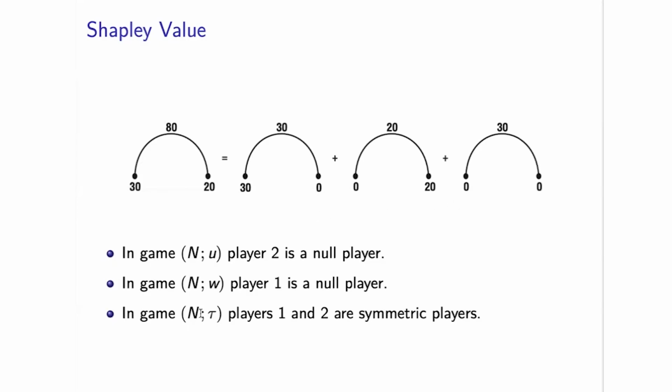Okay. What about the last game, tau? So here on their own, the players are getting nothing, okay? And if they actually get together, they end up getting 30, right? So this would be a case where actually 1 and 2 are symmetric players. Again, you can check using the definition. And so therefore, our prediction should be that 1 and 2 should actually end up getting 15 each, right?